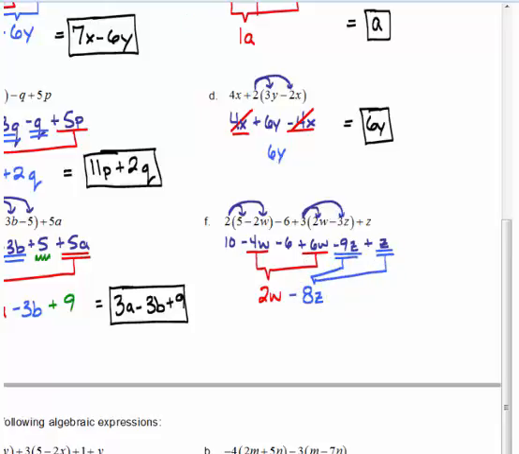And then what I have left are just constants. Alright, so I have a 10 and a negative 6, or 10 minus 6, which is positive 4. So write plus 4. And so what we're left with then is 2w minus 8z plus 4.